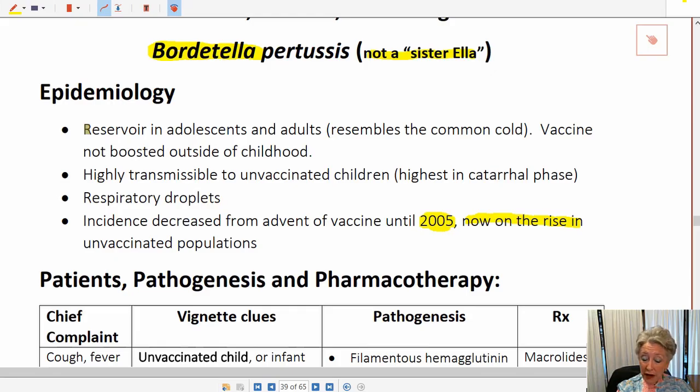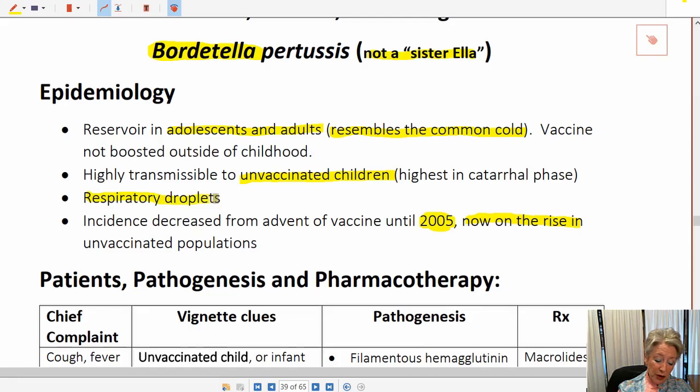Remember that we do not vaccinate for Bordetella outside of childhood. So once one is an adolescent and an adult, re-exposure simply resembles the common cold. This is the reason why you will probably see a change in the recommendations from the Centers for Disease Control before too long that will suggest that people in the grandparental age group should get vaccinated again to make certain that they are not transmitting to their unvaccinated grandchildren, those who are simply too young to be vaccinated as yet.